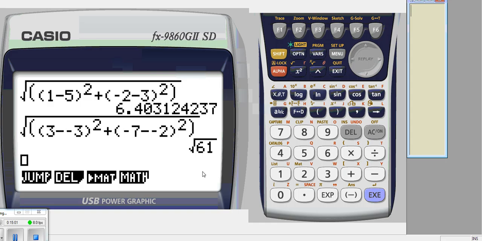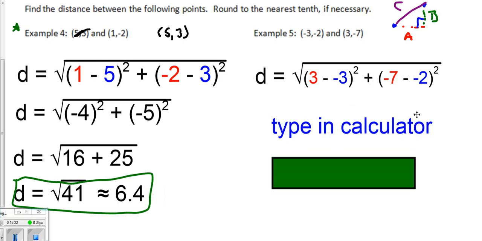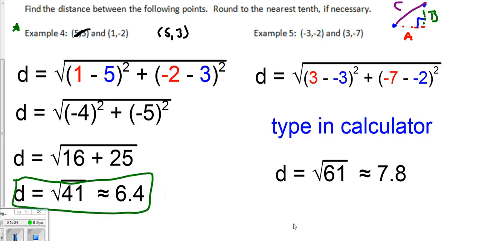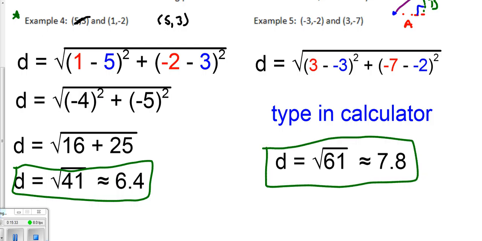Hit enter. Again, this one will give it to me. It kind of simplifies it for me. I don't know if your calculator has that option on it. So yours probably came up as 7.81 with all this extra junk at the end. So we would simplify it or round it to 7.8. So all the work was done just by typing it into the calculator. So the distance is the square root of 61, which is approximately 7.8. And that's how you would find your distance using that distance formula.